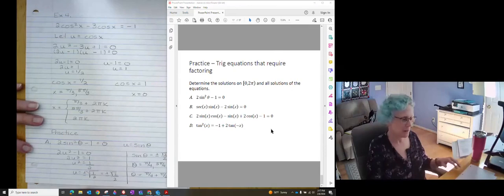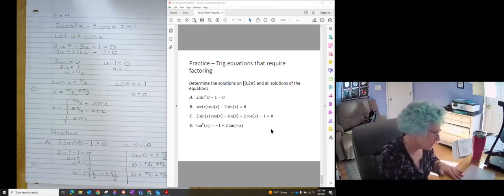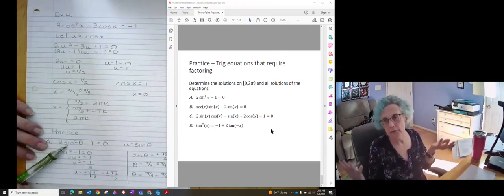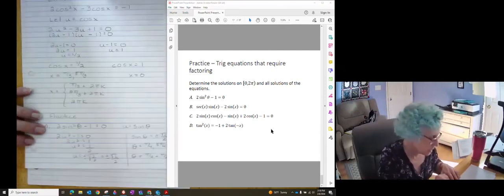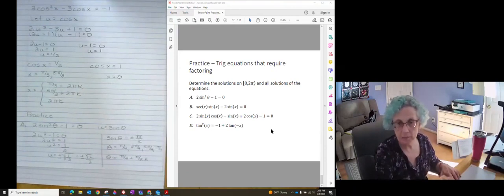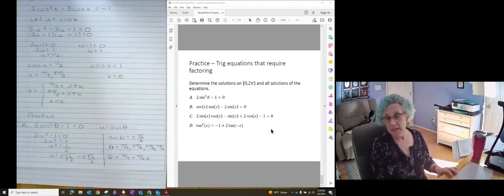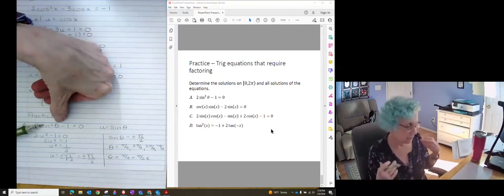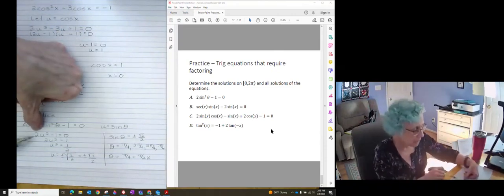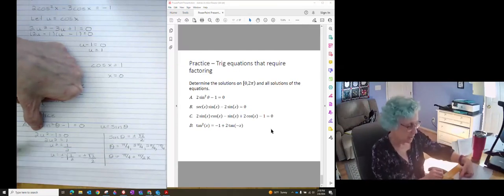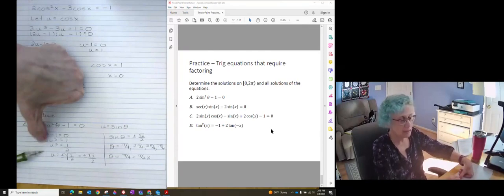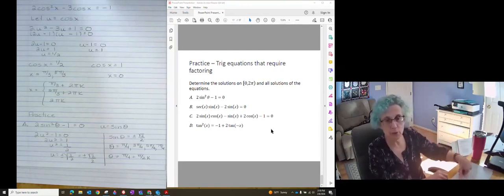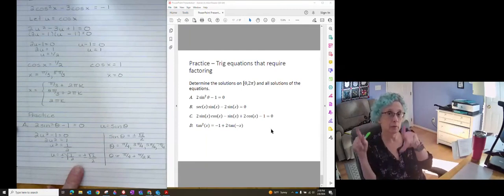Okay, let's look at these practice problems. We wanted to determine the solutions on 0 to 2 pi, which you do to begin with, and then you find all the solutions. So we started with 2 sine squared theta minus 1 equals 0. Now this one I did a slightly different technique than the zero factor property. And you can do this if you just have one squared thing. Since I just had 2u squared, I'll let u be equal to sine theta, then 2u squared is equal to 1, so u squared is a half, but you have to remember the plus or minus.